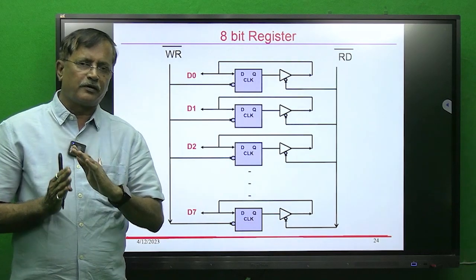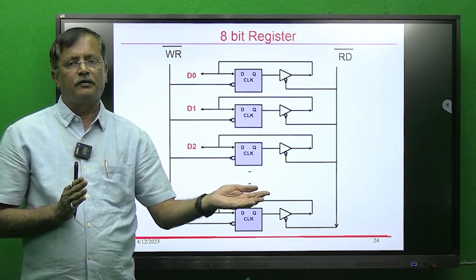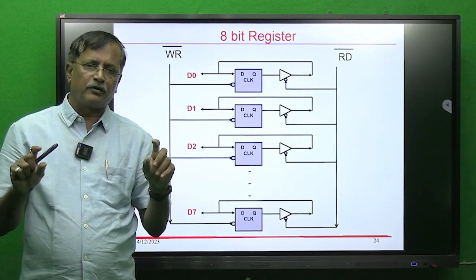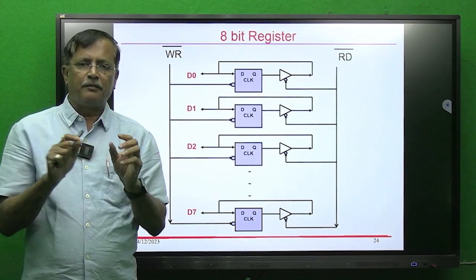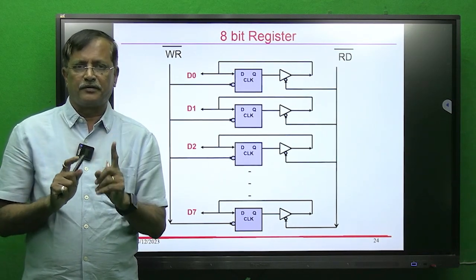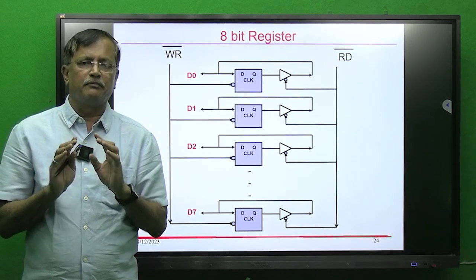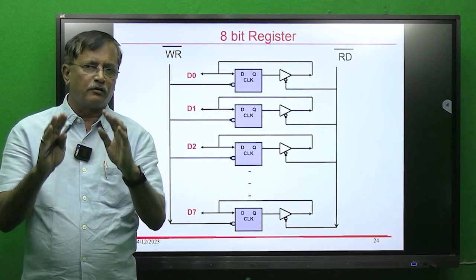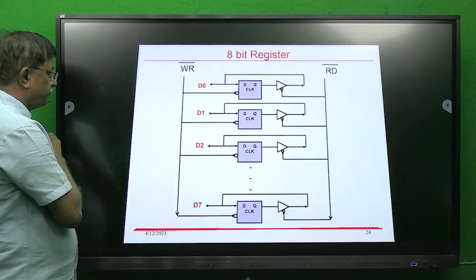So the processor will write an 8 bit number into a memory location, or it will read 8 bit data from a memory location. So what does that memory location consist of? It will consist of 8 flip-flops. So 8 flip-flops will make one 8 bit register, and that one 8 bit register is called one memory location. And in memory there can be thousands of memory locations. So we'll see how it is.